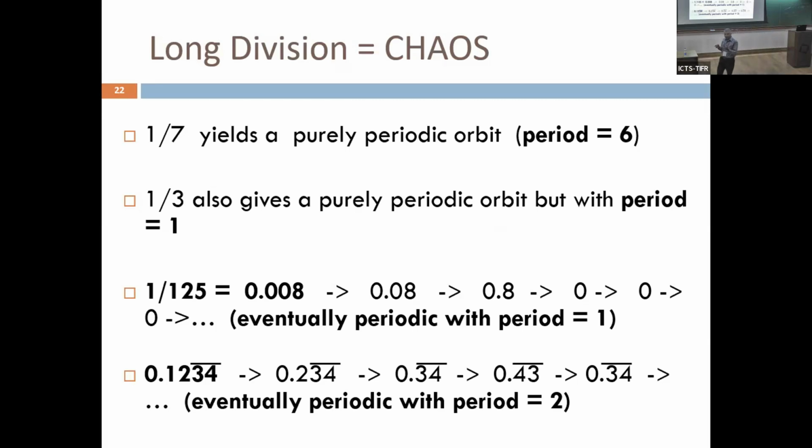So in chaos, what do you have? You have periodic orbits or periodic trajectories. You have eventually periodic orbits. It's not periodic to begin with, but they become periodic. An example is given here, 0.1234. You see this example here, right? Take the decimal number 1234 with this bar, which means it's repeating, right?